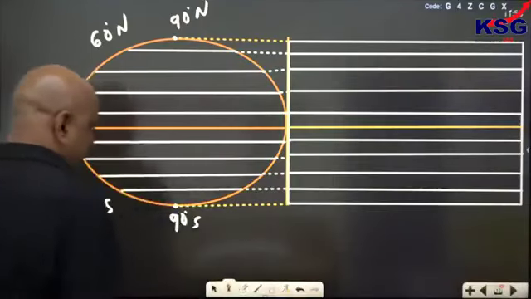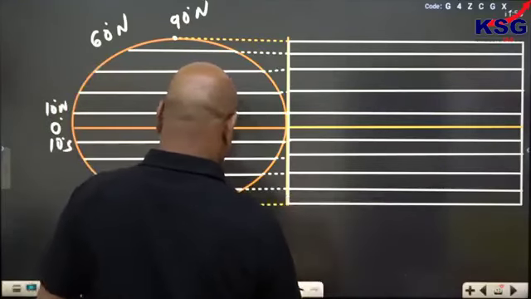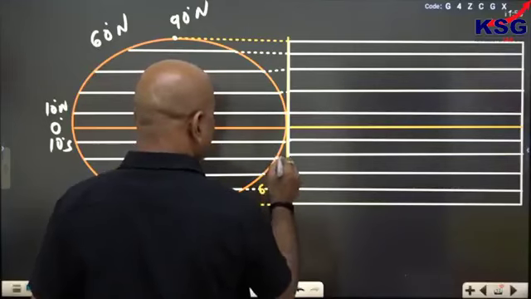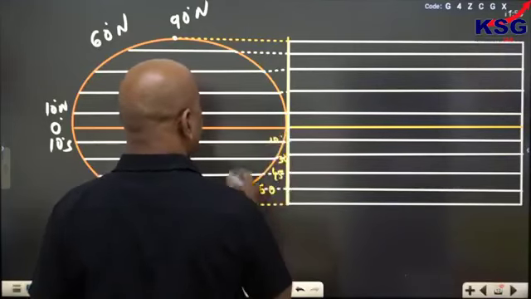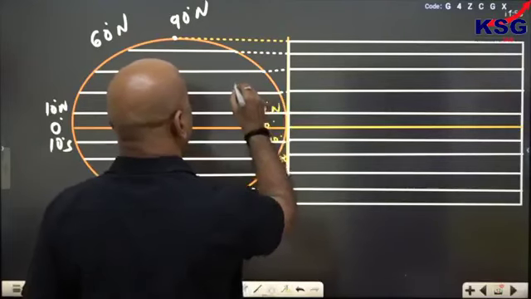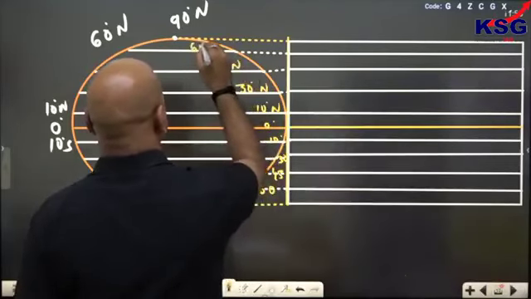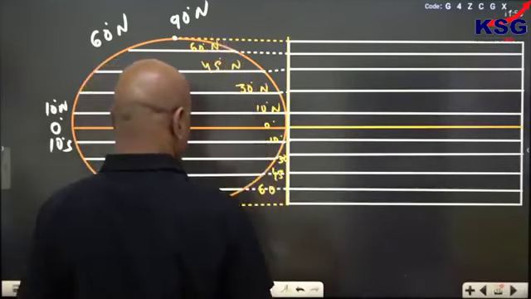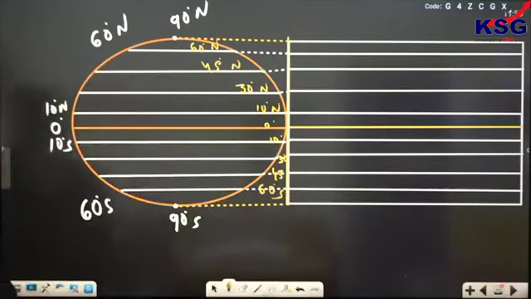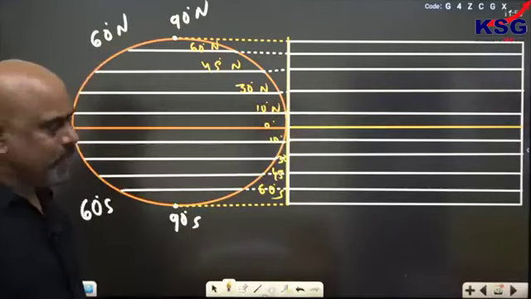I have given here the values of these regions: 90 degree, 60 degree, 45 degree, 30 degree, 10 degree, 0 degree, 10 degree north, 30 degree north, 45 degree north, 60 degree north and 90 degree north. It is south.